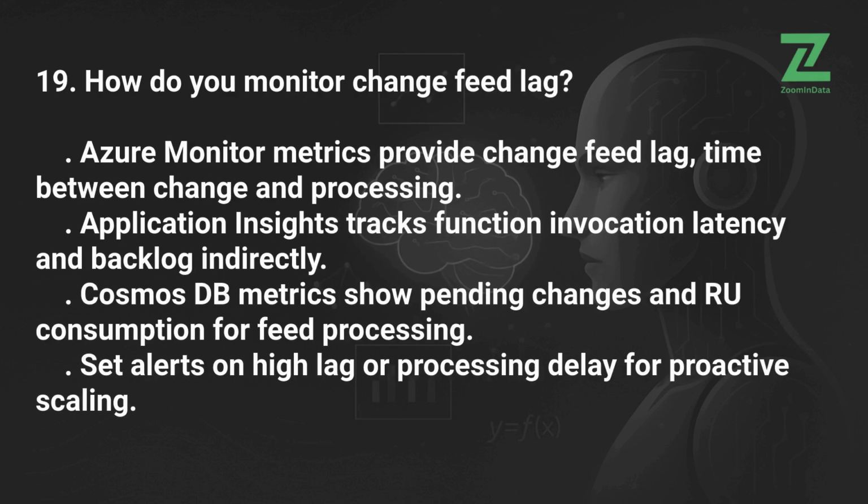19. How do you monitor change feed lag? Azure Monitor metrics provide change feed lag, the time between change and processing. Application Insights tracks function invocation latency and backlog indirectly. Cosmos DB metrics show pending changes and request unit consumption for feed processing. Set alerts on high lag or processing delay for proactive scaling.